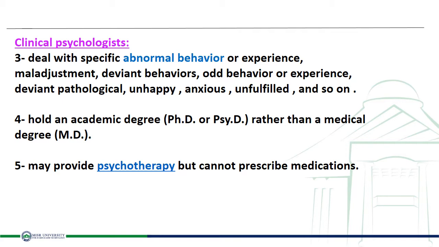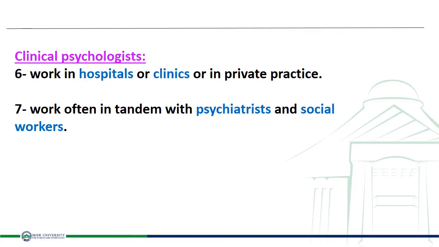Number five, they may provide psychotherapy but cannot prescribe medications. Number six, they work in clinics or in private practice. Number seven, they often work in tandem with psychiatrists, social workers, psychiatric nurses, neurologists, physiotherapists, speech therapists, and so on. And by in tandem with, we mean they are a teamwork, the teamwork of mental health.